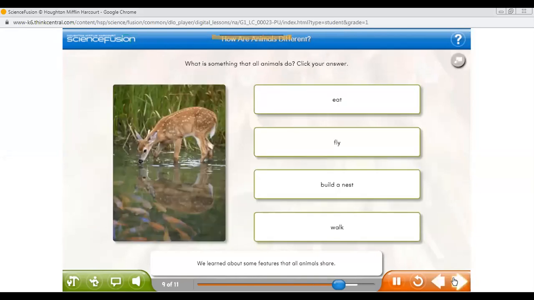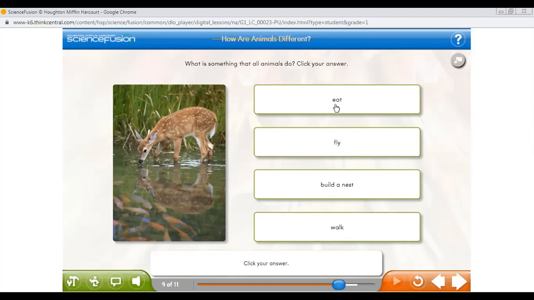We learned about some features that all animals share. All animals can reproduce and have special parts for doing different things, like moving from place to place. What is something else that all animals do? Click your answer. Now, here there are some things that all animals can do. We have to choose which is the correct answer.